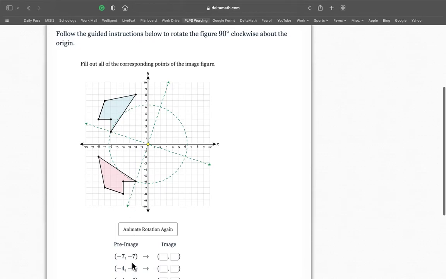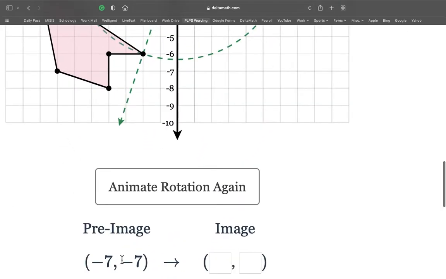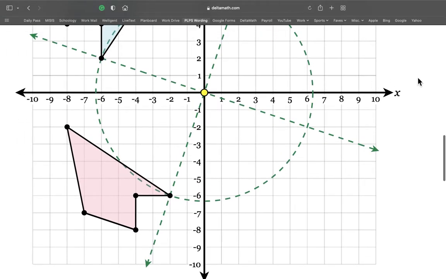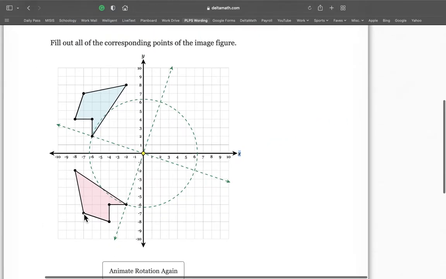So let us find our points here. Negative 7, negative 7. So again, remember we go on the x first. And our pre-image is our red. So we go to negative 7 to the left. Negative 7 down. So this point. So this is the point, everyone, we're going to keep an eye on when we rotate. So everybody keep an eye on this guy. See where he goes. Okay, let's see.